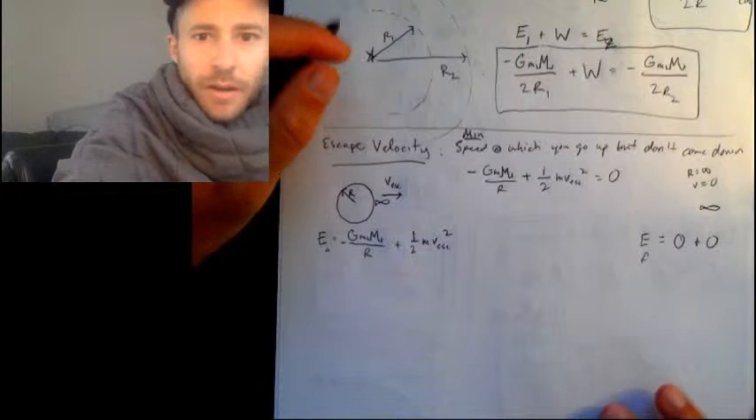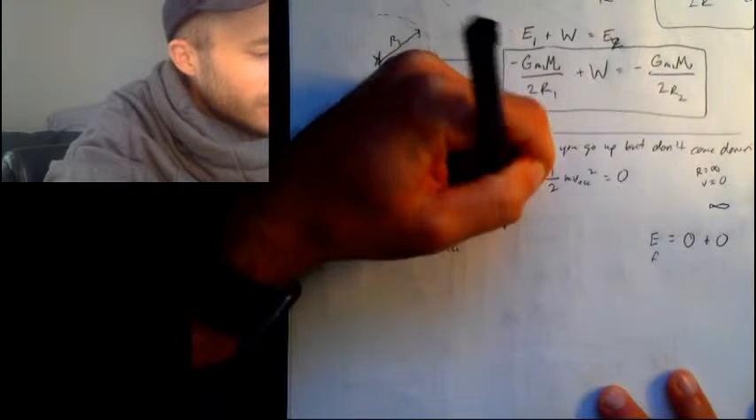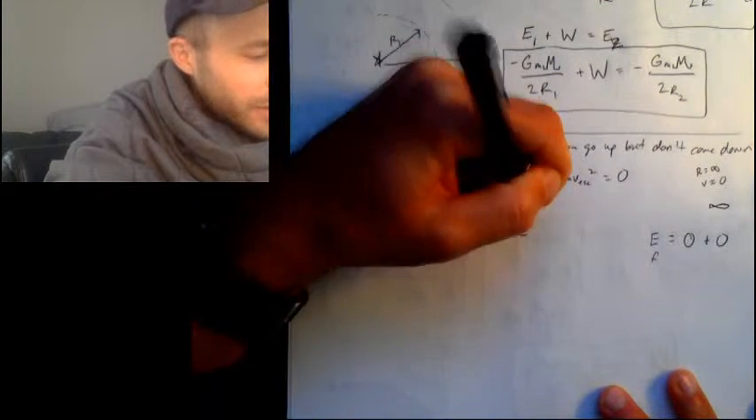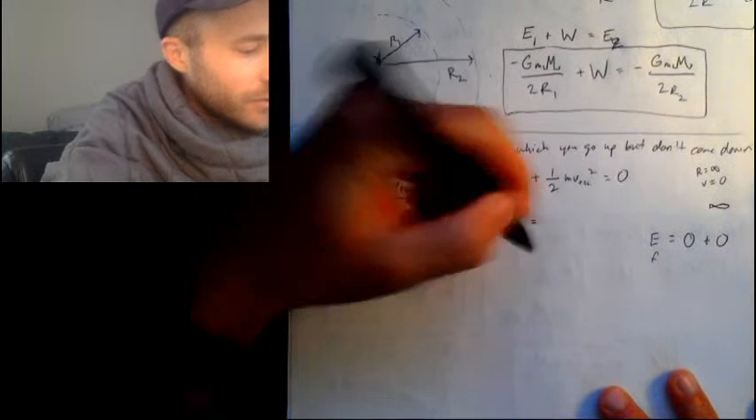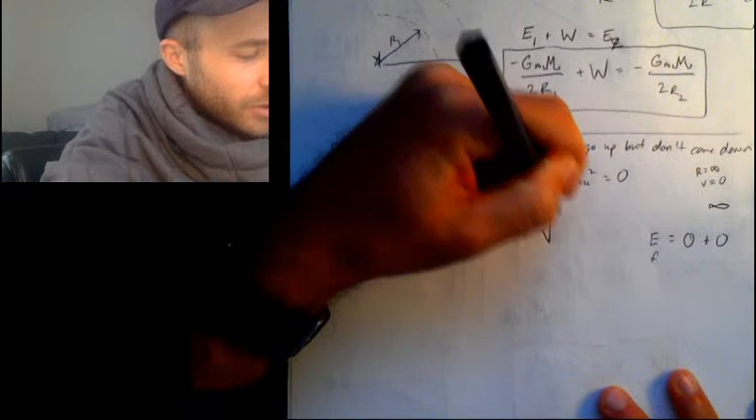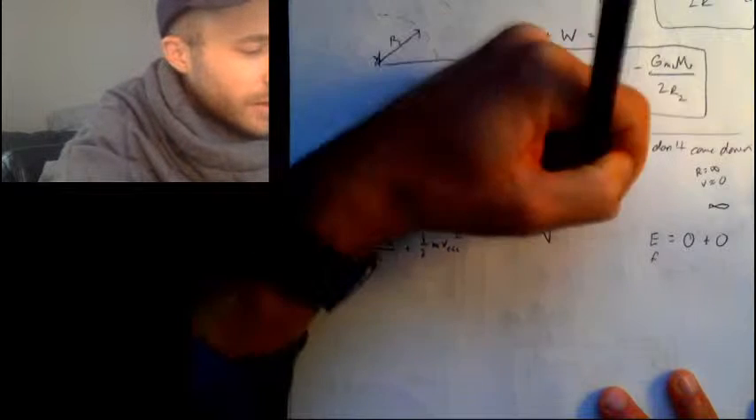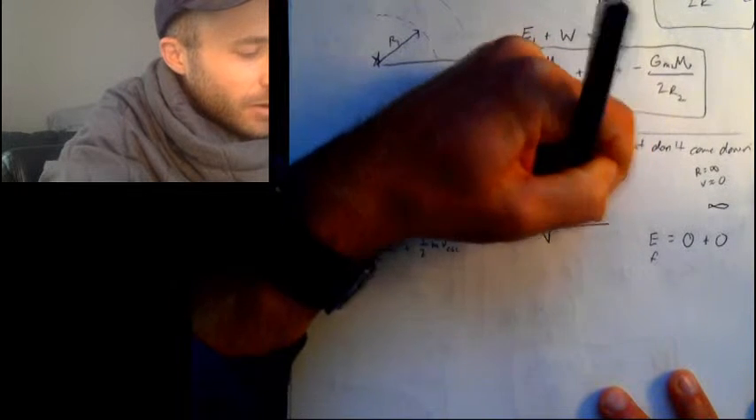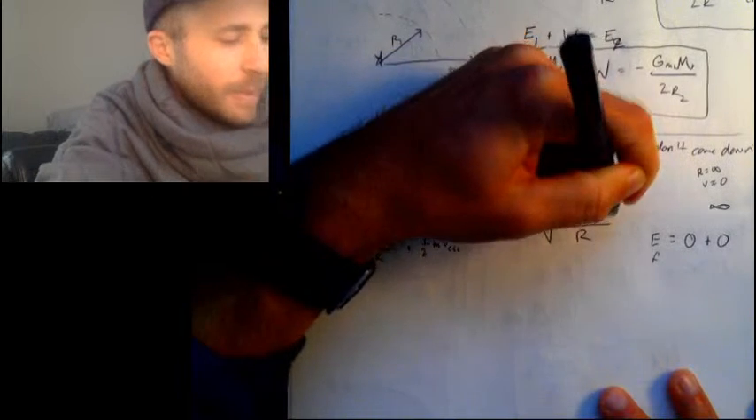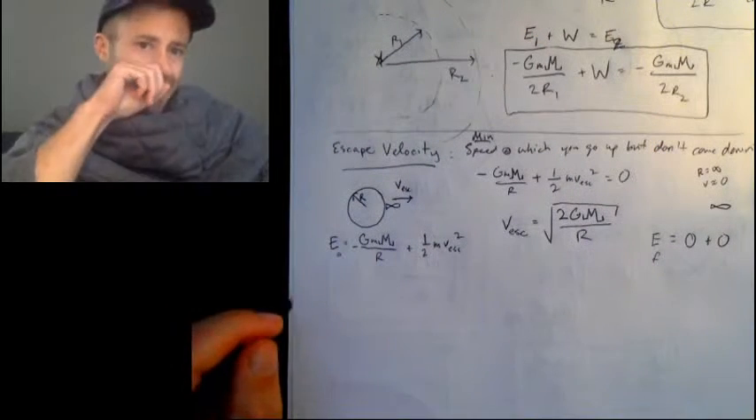And so we can take this and solve for the escape speed. If you work out the math, notice how little m cancels. And what you get is the square root of 2 big G big M over R.